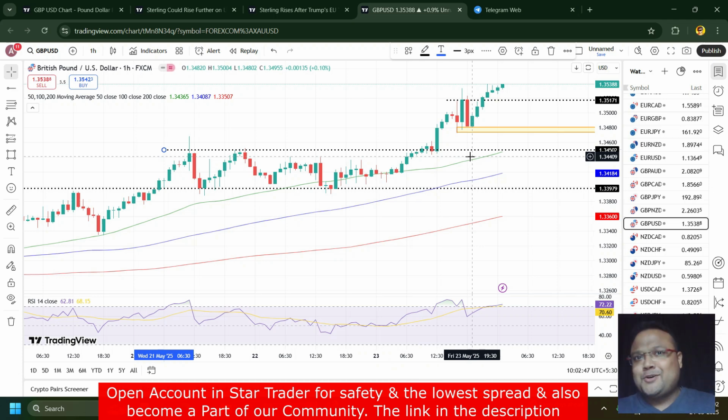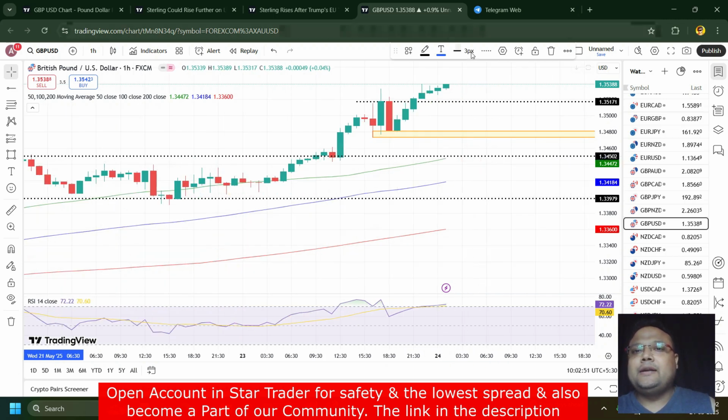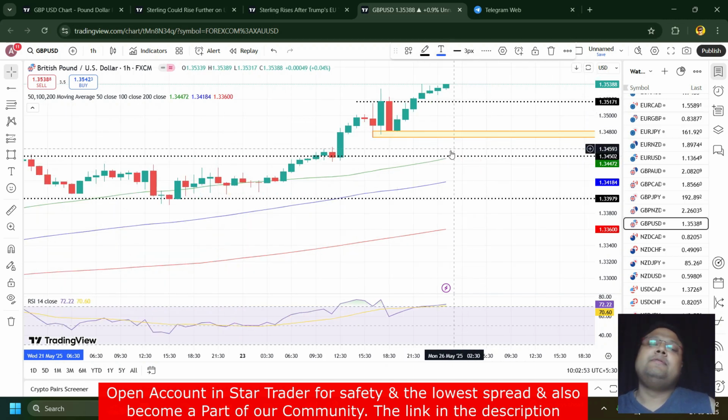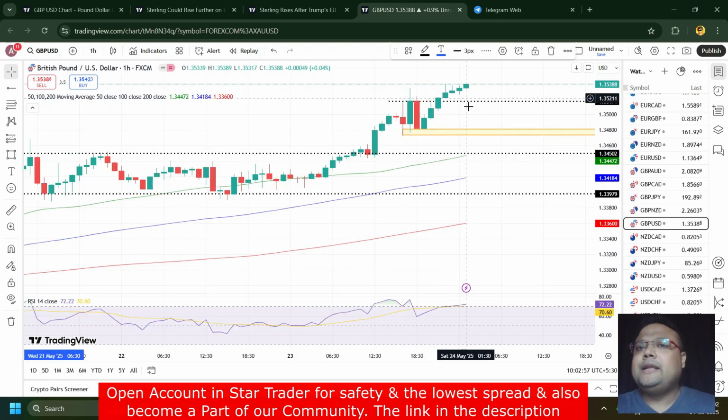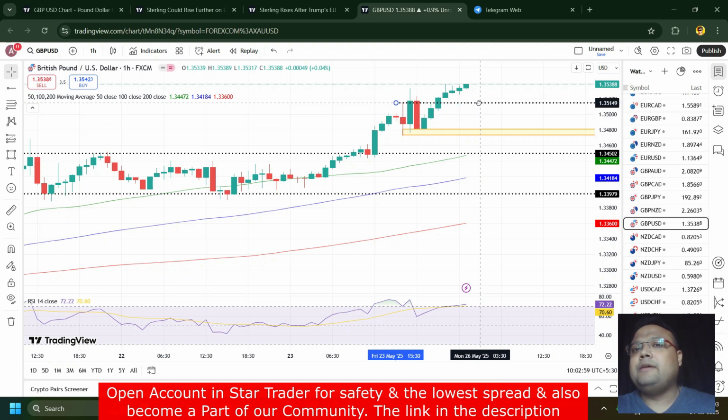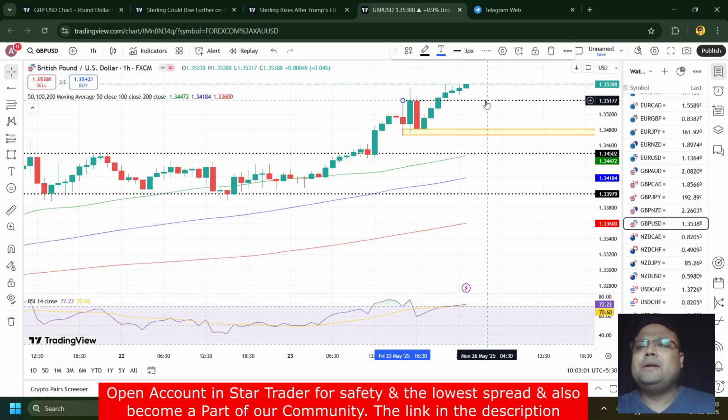1.3450 is a round number, a psychological support as well. So the yellow box and this line here are the better levels to buy. But if the market is adamant and doesn't come down, then you can look for a buy around the first level that I mentioned here as well. But this is a risky level, do not forget it.